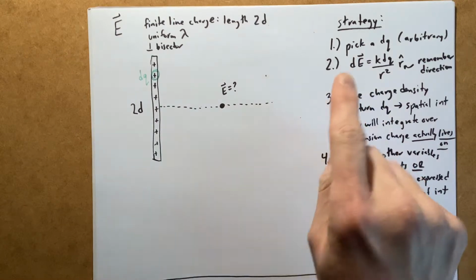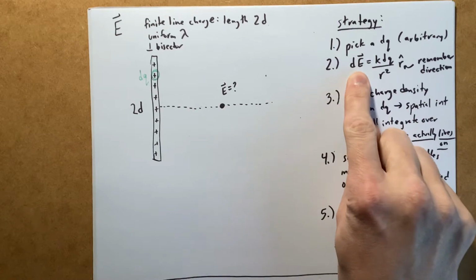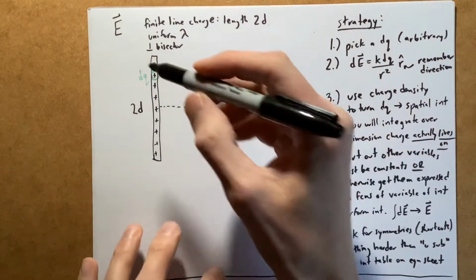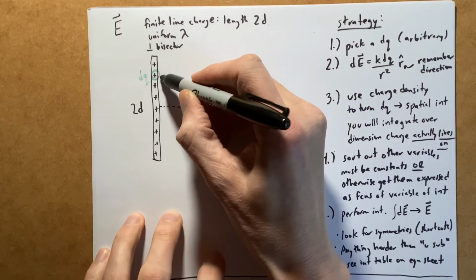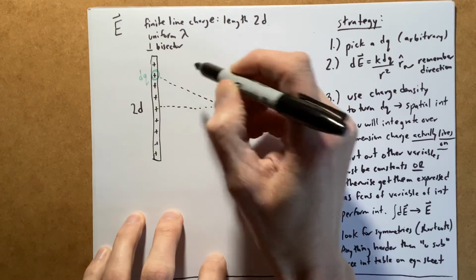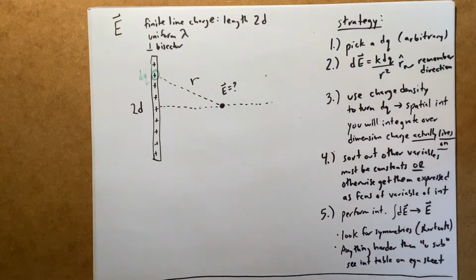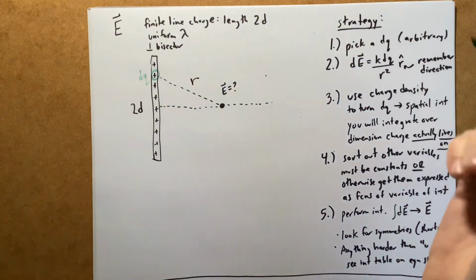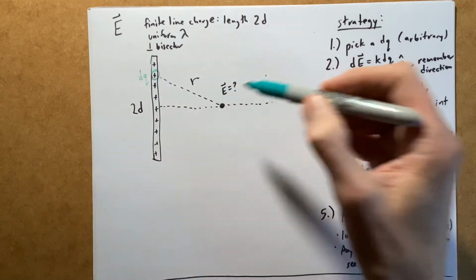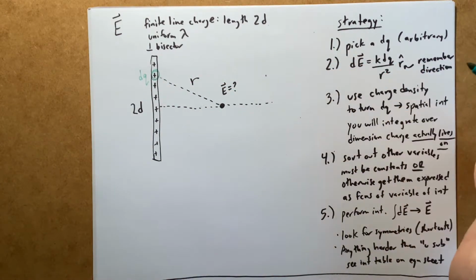So then what do I do? I'm going to remember that a little bit of dq can make a little contribution to the electric field dE. So I want to draw that in. So first of all, this particular dq is a distance r away from my point where I want to know the electric field. And that is important, of course, because the distance is going to determine how strong the contribution is.